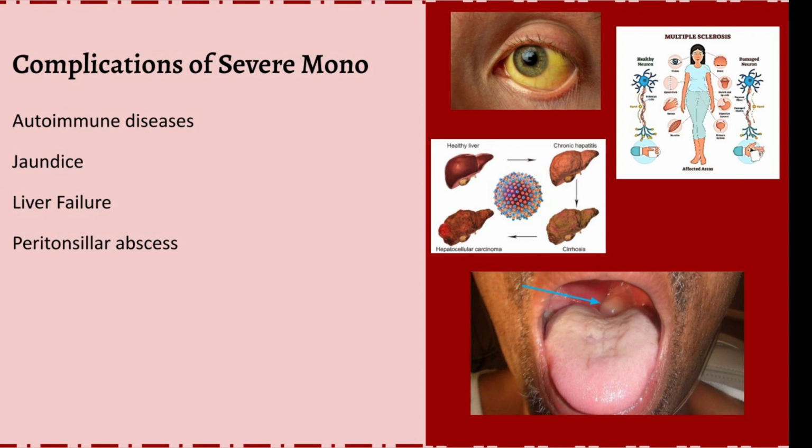Lastly, you have peritonsillar abscess, which is the bacterial infection that causes pus to collect next to the tonsils and the back of the throat. And as you can see in the photo where the blue arrow is pointing, you can see where in the back of the throat that pus is building up.